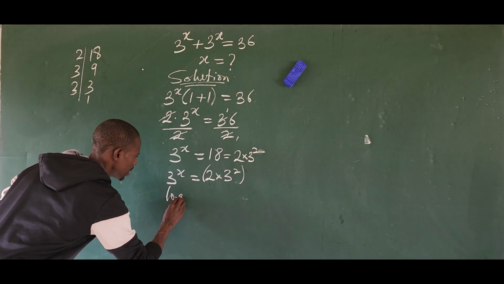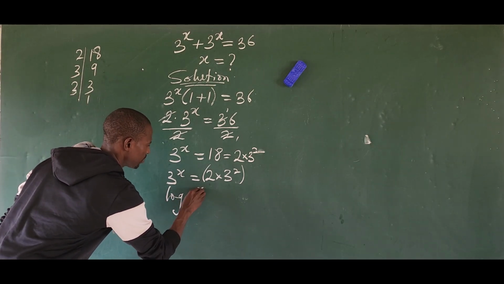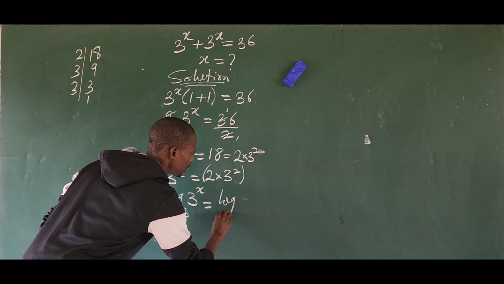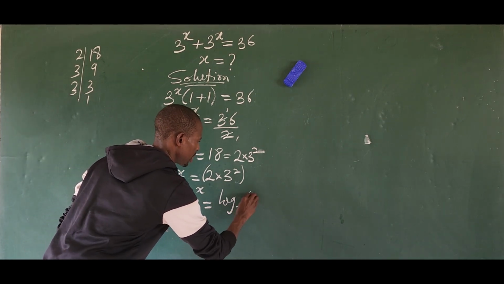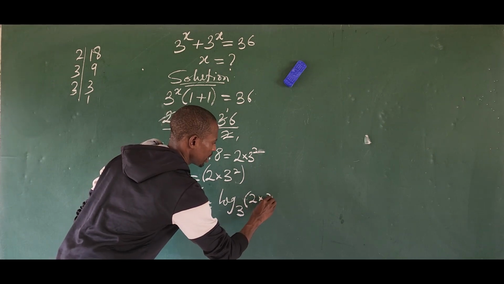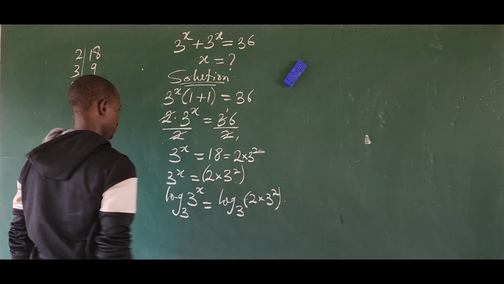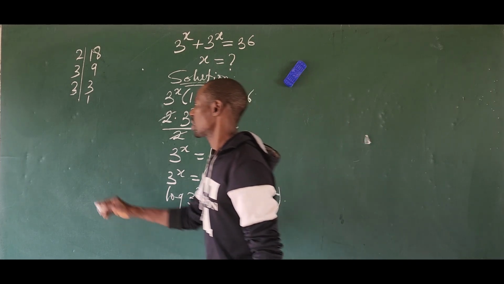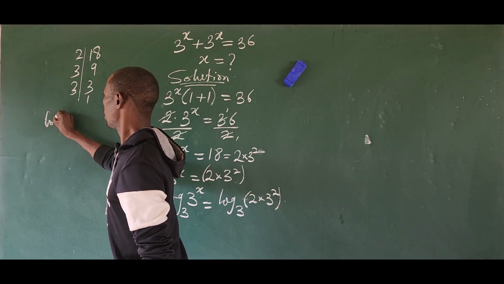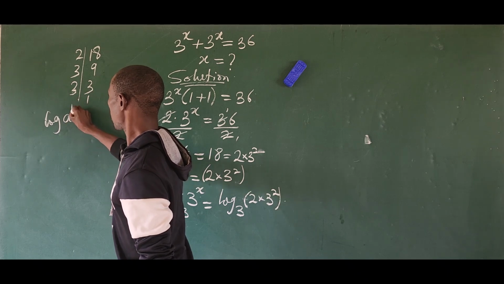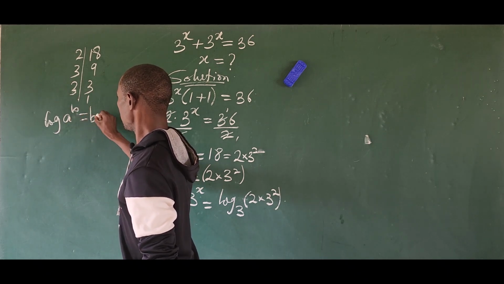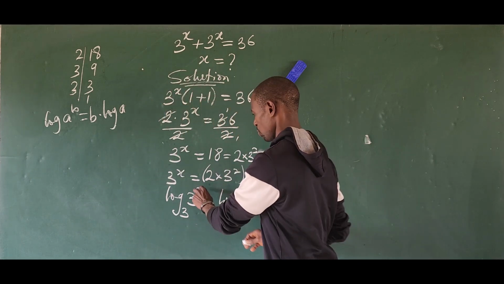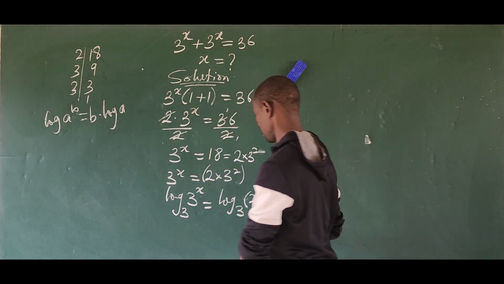So we take log base 3 of 3 to the power of x, equal to log base 3 of 2 times 3 to the power of 2. From here we apply the power law of logarithm, which says that log of a to the power of b is equal to b times the log of a. So we are going to move this x to this side of the equation.